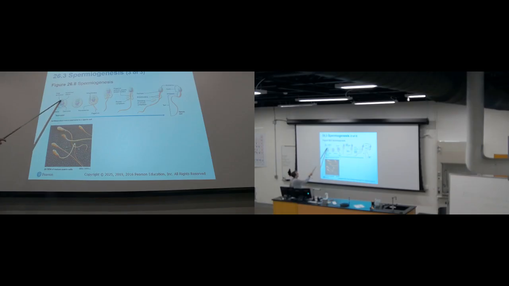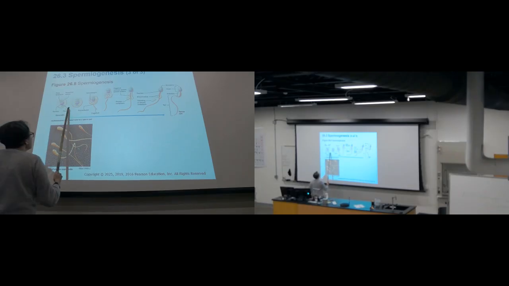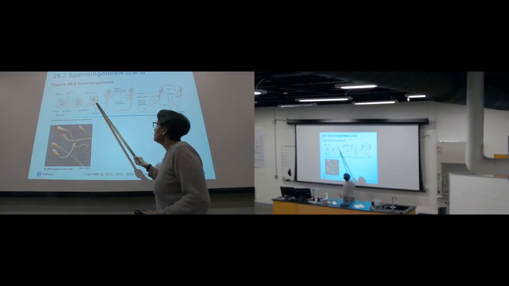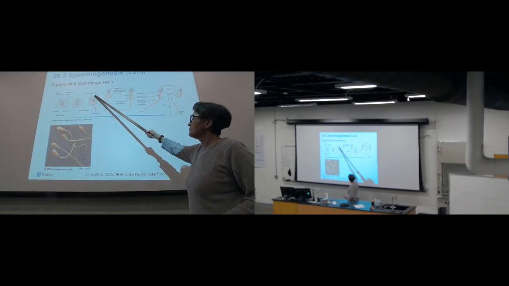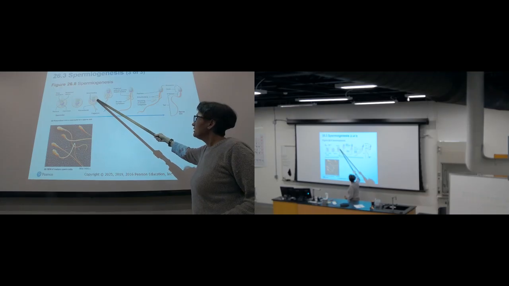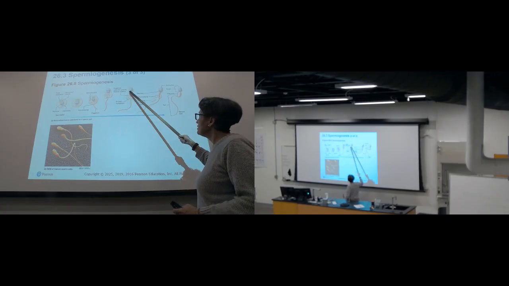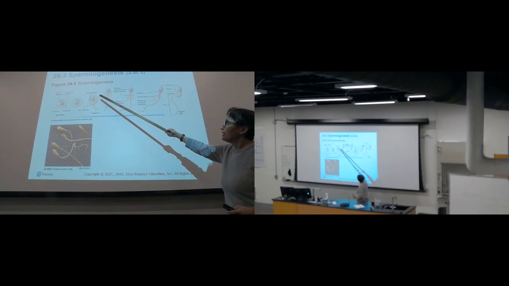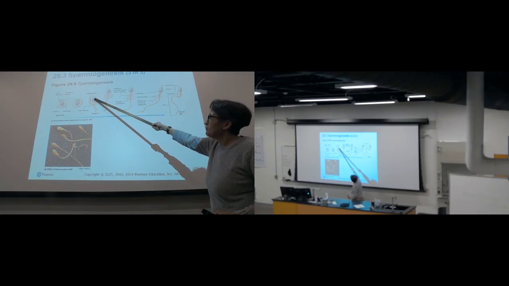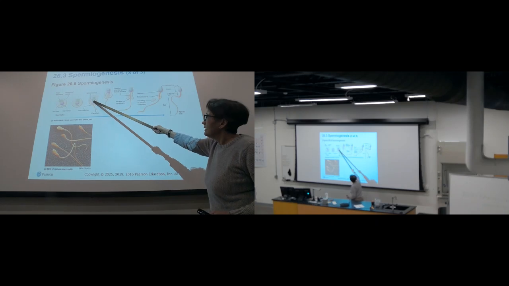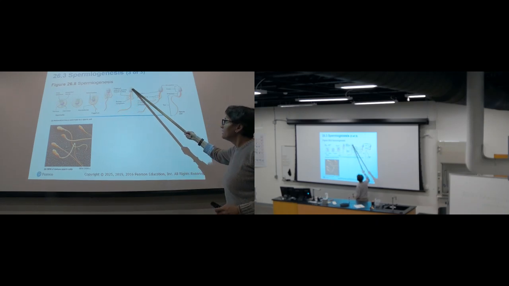So you have a circular or spherical shaped spermatid, and then you start losing cytoplasm, so the cytoplasm becomes smaller, and all the mitochondria will be clustered into this mid piece, and then here you have the acrosome, and then the nucleus.